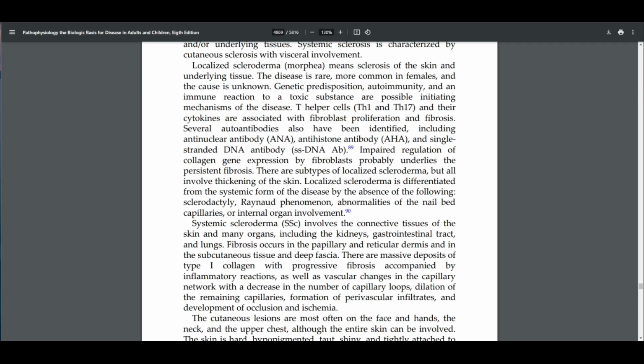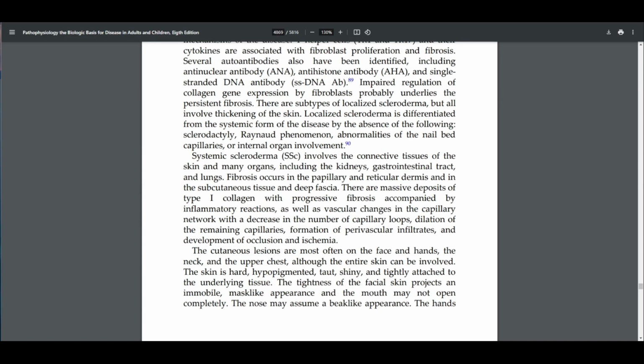Impaired regulation of the collagen gene expression by fibroblasts probably underlies the persistent fibrosis. There are subtypes of localized scleroderma, but all involve thickening of the skin. Localized scleroderma is differentiated from the systemic form of the disease by the absence of the following: sclerodactyly, Raynaud phenomenon, abnormalities of the nail bed, capillaries, or internal organ involvement.